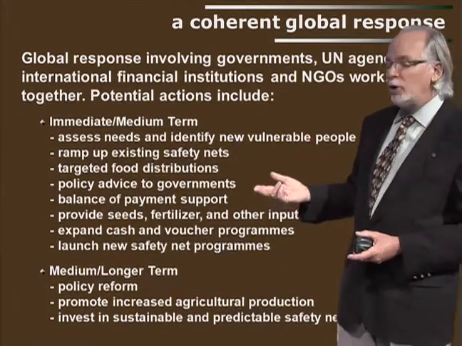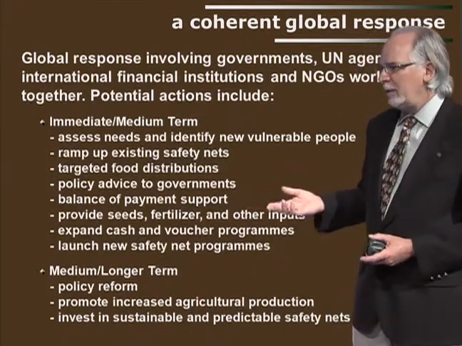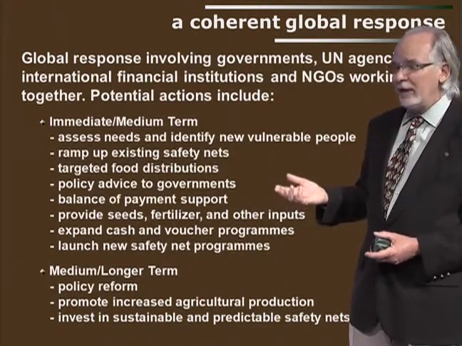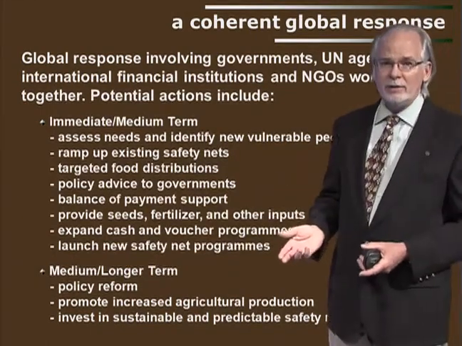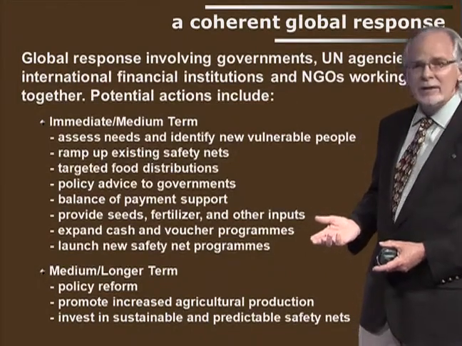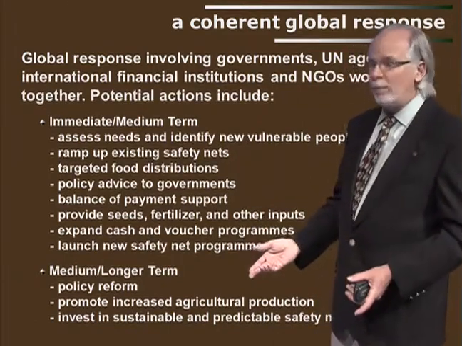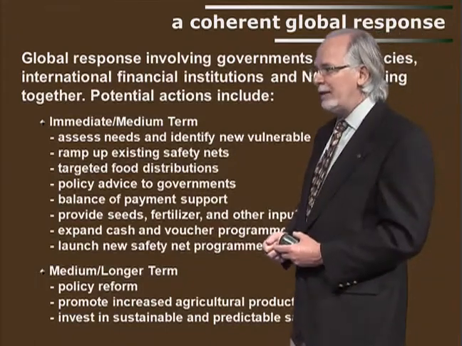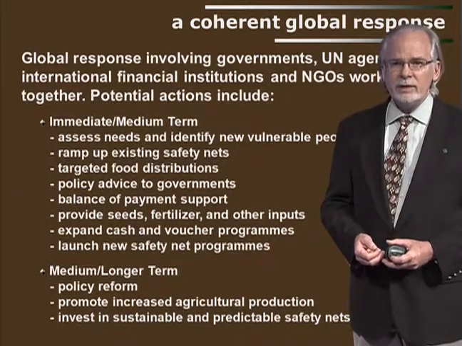Expanding cash and voucher programs that we do in Purchase for Progress programs and other programs with middle-income countries and others who have an infrastructure where they can manage cash and voucher programs. And then launch new safety net programs in countries where they're now ready and they have an infrastructure where they can handle these types of programs. Medium and longer term, we're looking at overall policy reform that countries will have to engage in. They have to promote increased agricultural production and invest in sustainable and predictable safety nets.